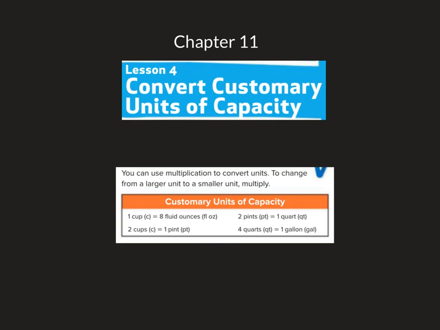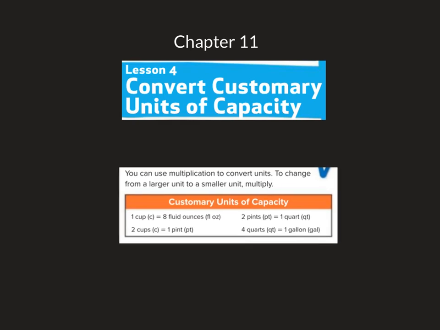Today we're going to be talking about converting customary units of capacity. Capacity is a fancy word for how much liquid a container can hold. So you might hear 20 fluid ounces, which is a common water bottle size. You might hear pints, quarts, gallons. These are all words we've heard before, and they refer to liquid in a container, like a gallon of milk at the grocery store. So let's get started.